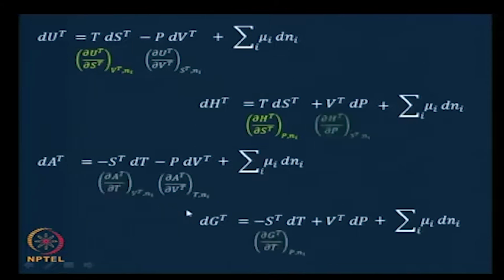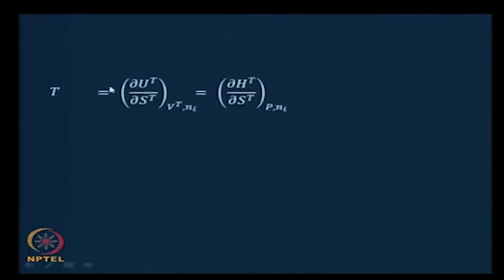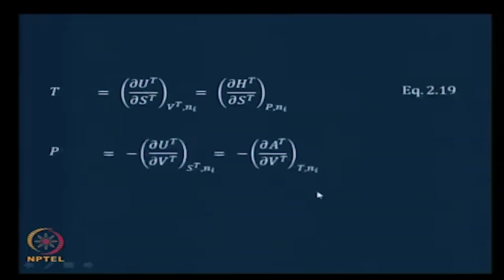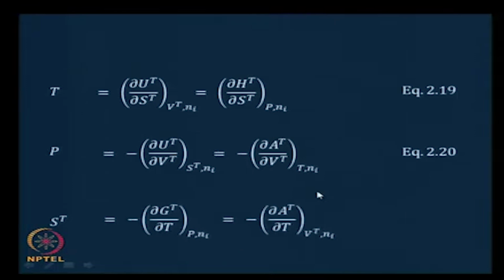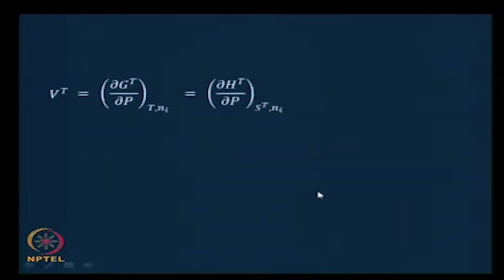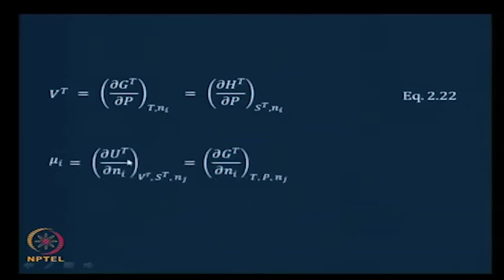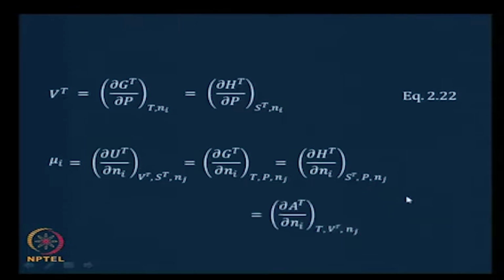We could write the various expressions as temperature as this, pressure as this, enthalpy as this, specific volume as this, and the chemical potential as dou Ut dou Ni at constant Vt, St and Nj, or dou Gt dou Ni at constant T, P and Nj, more commonly used, or dou Ht dou Ni at constant St, P and Nj, or dou At dou Ni at constant T, Vt and Nj.